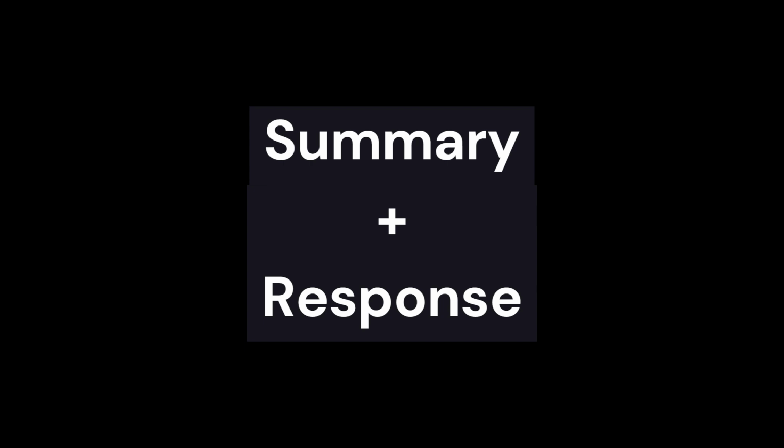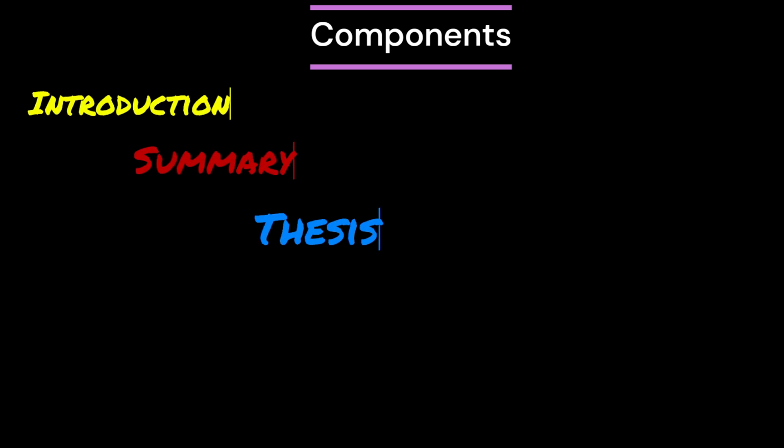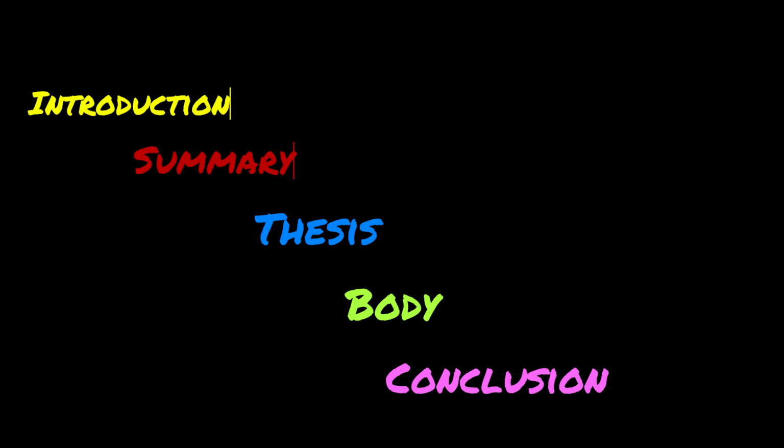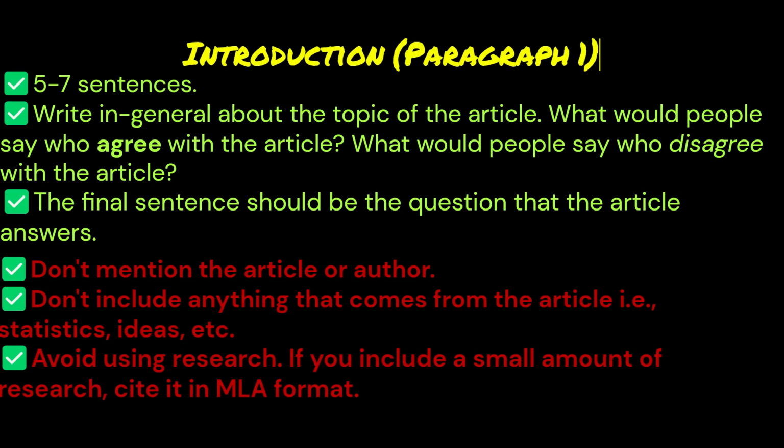You pick an article, you read it, you summarize it, and you respond to it. Generally, a summary strong response has 5 components: introduction, summary, thesis, body paragraphs, and conclusion. For each section, I'll put some criteria on the screen. You can use this criteria as a guide for crafting each of the sections, but check your assignment instructions to see if there's something else your professor is looking for. If I sent you this link directly, then this is the criteria you should follow. This is what your professor is looking for.